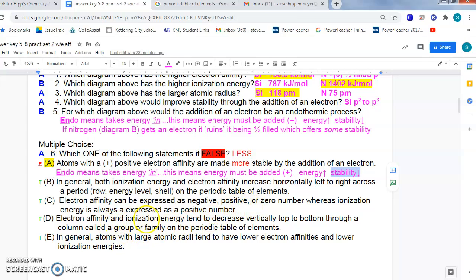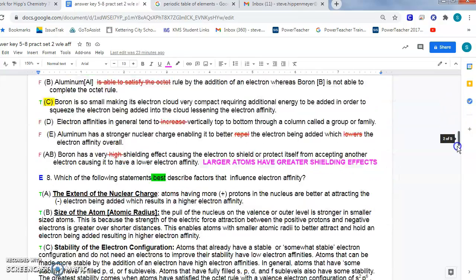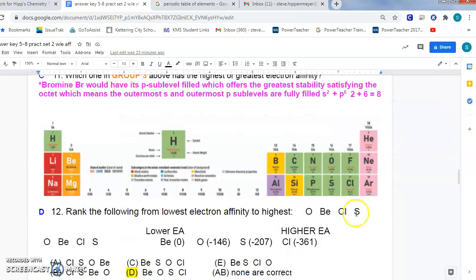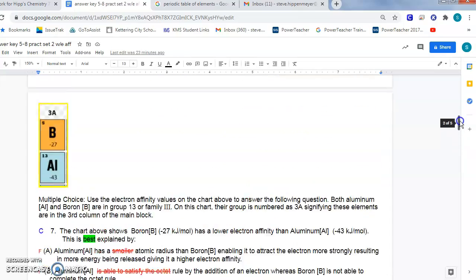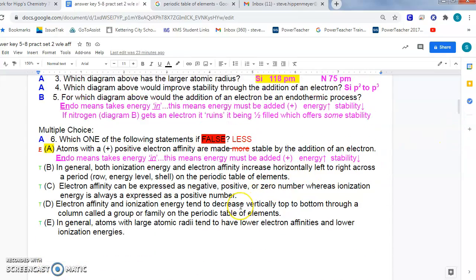Electron affinity and ionization energy decrease top to bottom. Well, what happens when we go top to bottom on the periodic table? As we move top to bottom through a group, column, or family, the atoms are getting bigger. If the atoms are getting bigger, their ionization energy decreases. If their ionization energy decreases, that means it's easy to rip electrons off them. If it's easier to rip electrons off them, that means they would have trouble attracting a new electron. So affinity does follow the pattern there.